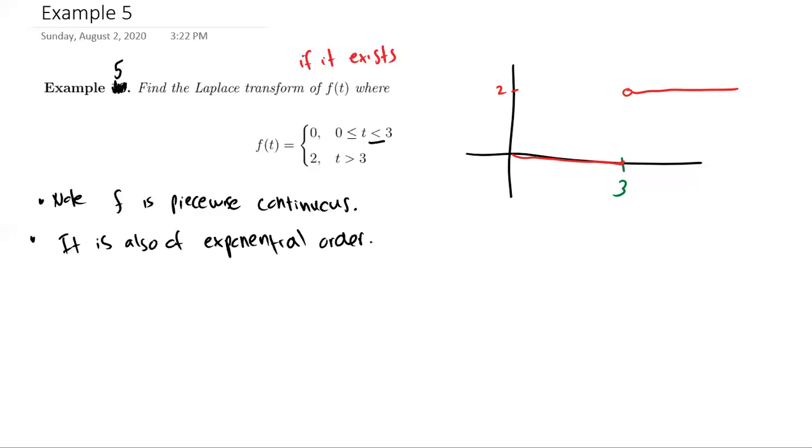Moreover, since it's a constant function, constant in one domain and a constant in the other, of course it grows slower than an exponential, because it's not even growing. Right? At t equals 3, it jumps from 0 to 2, but other than that, it's not growing. It's just a horizontal line. So of course it is growing slower than an exponential function, so it is obvious that it is of exponential order. So again, without going through all the work, you can just do an argument like that to say, okay, it is obvious it's of exponential order.